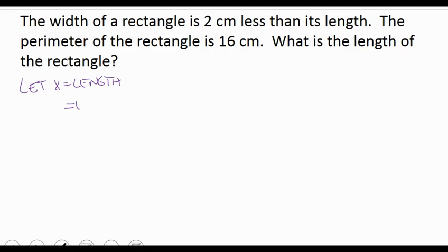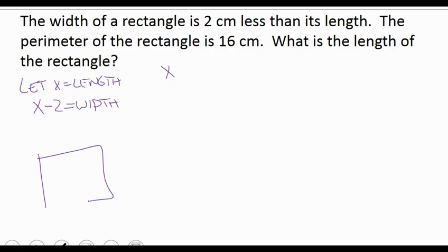So now we need to know what the width is. We were told that the width of a rectangle is 2 centimeters less than its length. So if I need 2 less, I would just subtract 2, so x minus 2. And we're told the perimeter of the whole thing is 16. So all we got to do is add those up.